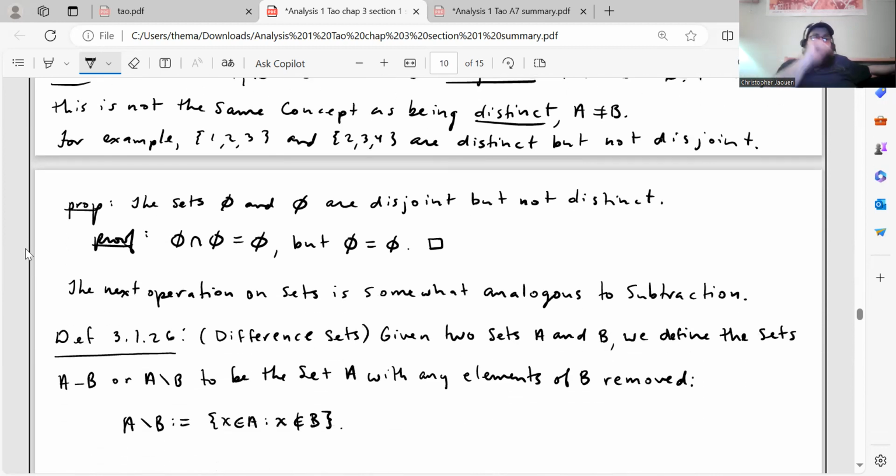Again, here's a proposition that he states that he wants us to prove. The empty set and the empty set are disjoint but not distinct. So here's my proof. If you take the intersection of the empty set with the empty set, you obviously get the empty set. However, the empty set is equal to the empty set, so it's not distinct.